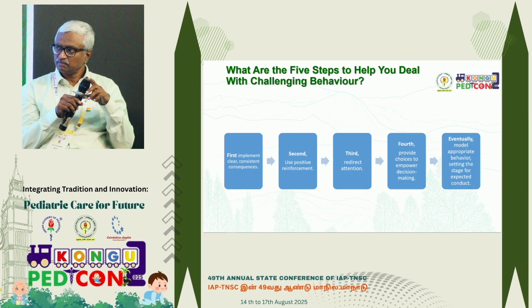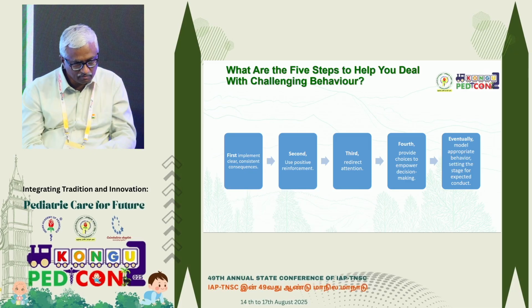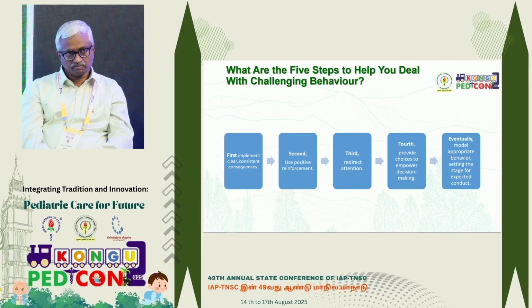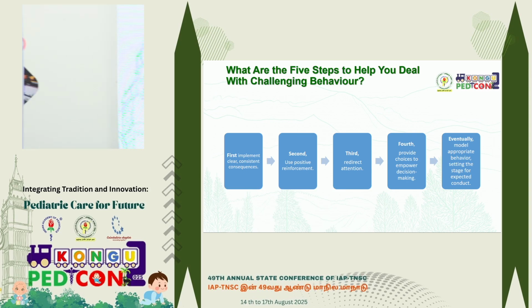So what are the 5 steps when you have a child with a challenging behavior? First, implement consequences that are clear and consistent. We have to be clear about what consequences the child will face. Positive reinforcement is the one being recommended. Redirect the attention. If the child is throwing a tantrum in a shop, immediately take the child out of that place and turn his attention to something else. Give him choices. Don't think that the child cannot make up his mind. Give them choices from which they can choose what they want to do.